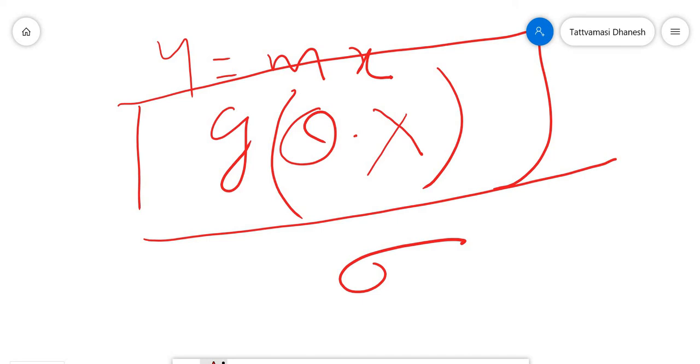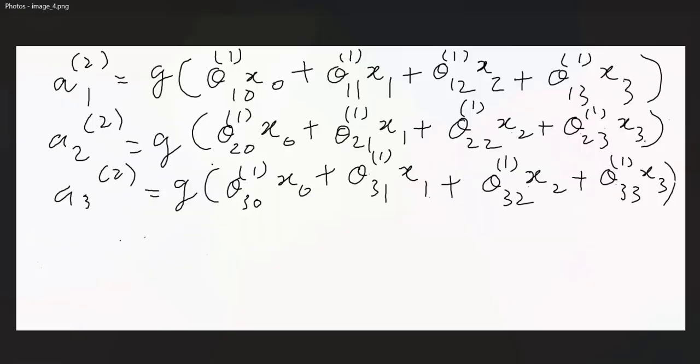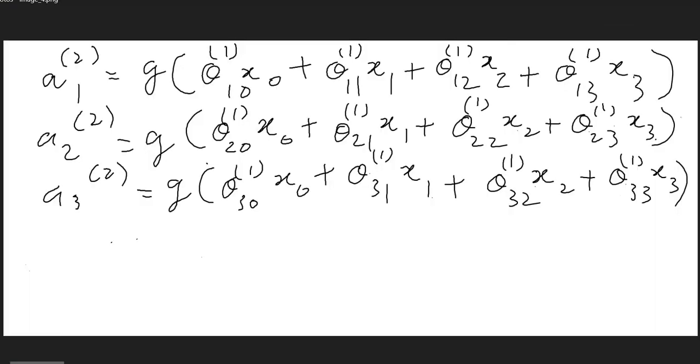So this is the way the things will come. So then the activation function, then we can write the activation nodes in this form. We can come up with these equations based on this. See, theta into x. The first thing, theta 10 into x0. x0 is the first input.